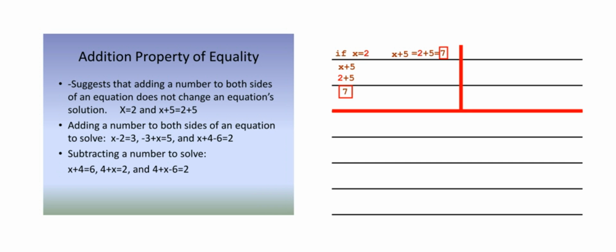Okay, so adding a number to both sides of an equation to solve, for instance, x minus 2 equals 3. So that means we gotta get rid of the 2, right? And it's a negative. Opposite, positive, so plus 2. And what we do to one side, we must do to the other side. So we add 2 to both sides. Notice that the 2's cancel each other out.